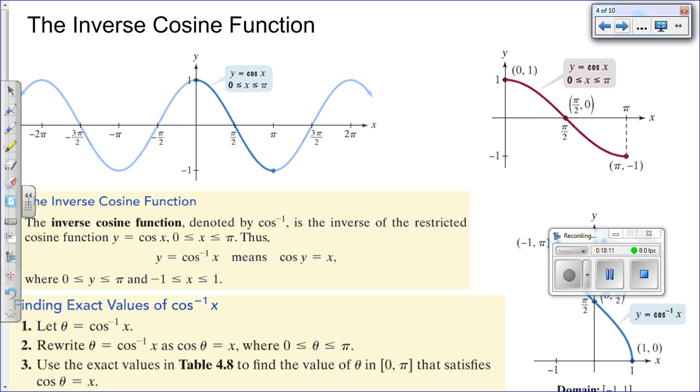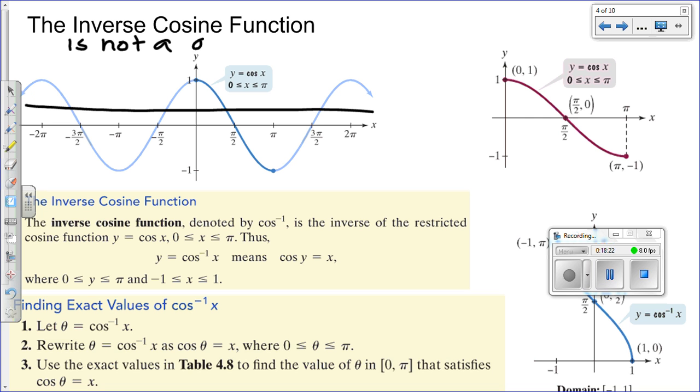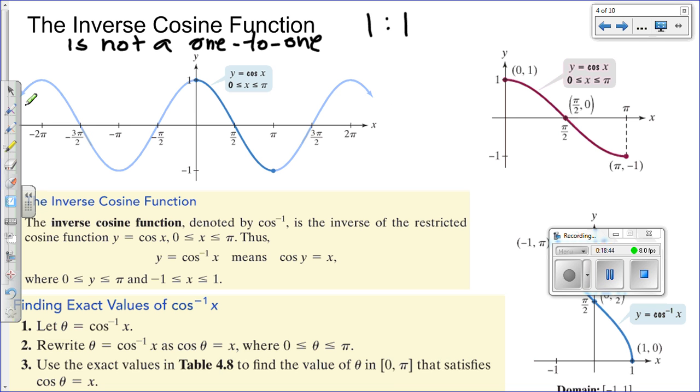So in this case, we already know if we trace that horizontal line, it's not going to pass the horizontal line test, which means that the cosine function is not a 1-to-1. Okay, sometimes 1-to-1 in books, you might see it written this way, like a ratio, okay, 1-to-1. So again, we have to restrict the domain, and so what we're going to use for this one is going to be this part of the graph.